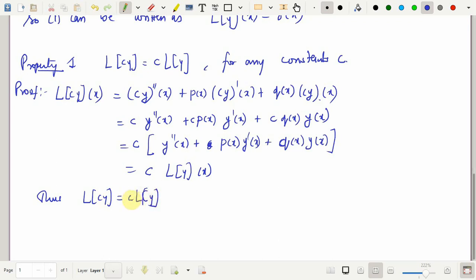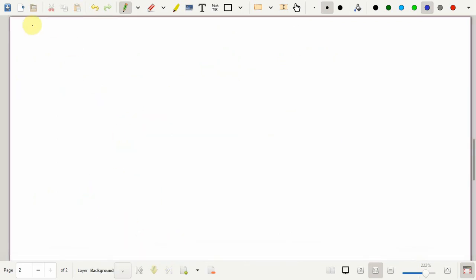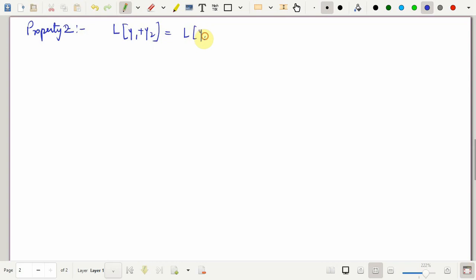Okay. Another property that makes this operator linear is, I will call this property 2: L of y1 plus y2, suppose y1 and y2 are any functions, then L of y1 plus y2 will be the same as L of y1 plus L of y2. This is again very trivial to prove. So, for any y1 and y2 as functions.